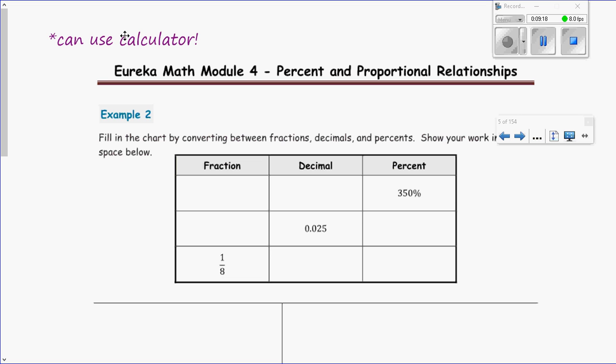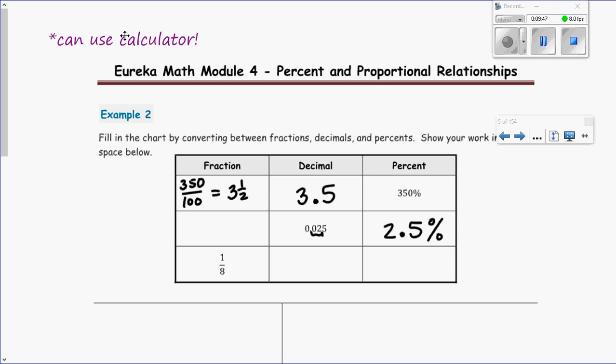So just keep in mind that if you have the fraction, you can write 350 over 100 because that's percent. That reduces to 3.5 or 7/2 if you have it improper. So again, there's more than one way to write it. The decimal is 3.5. Now, the one below, to go from decimal to percent, hopefully you remember that you're supposed to move it twice. So it's 2.5%.